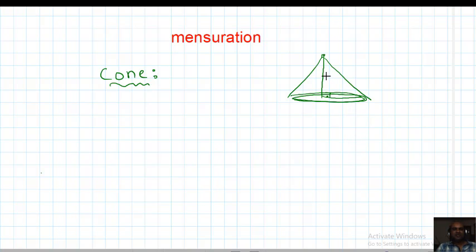Generally, the height of the cone is taken as h, base radius r, and slant height is taken as l. So, this is the cone. Now, how to find its volume, lateral surface area, and total surface area, I will explain.